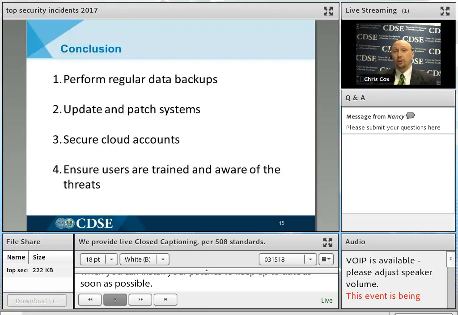And finally, make sure that your users are trained and aware of the threats that may impact them. That's a big one. It's a matter of making sure that everyone knows what to look out for because it's your users that are on the front line of your network security strategy.